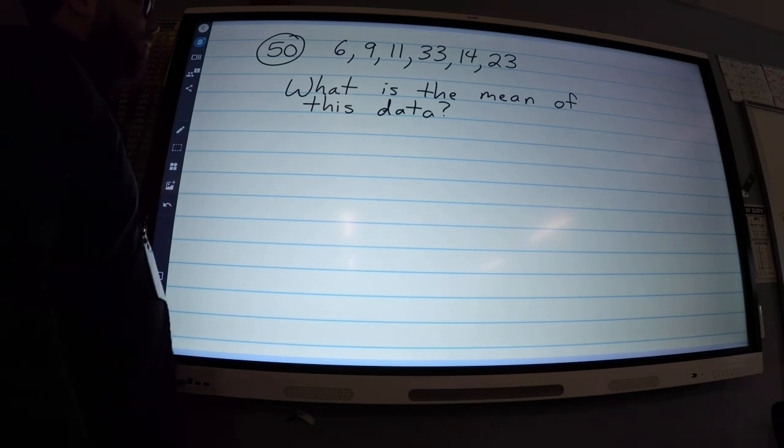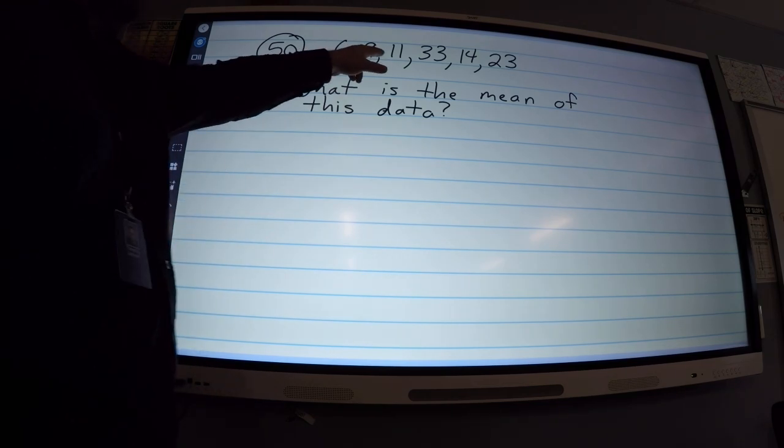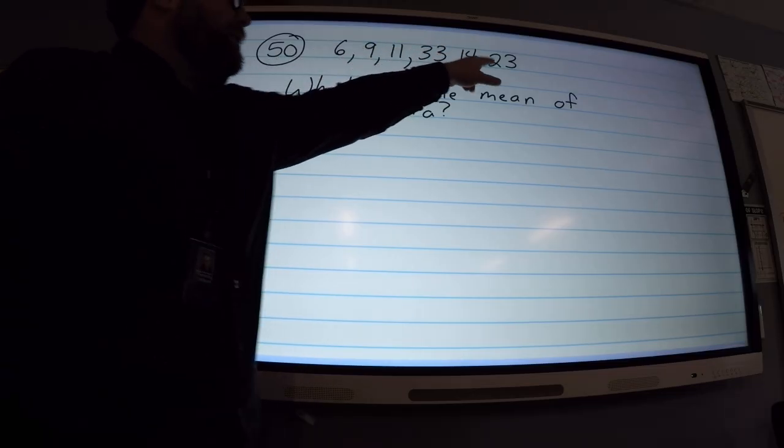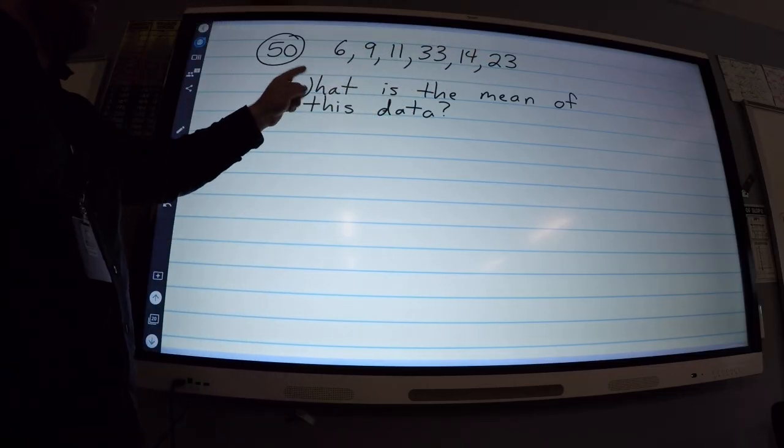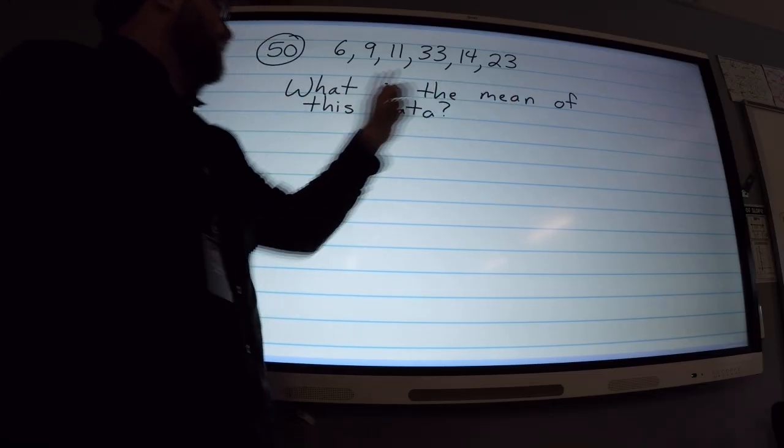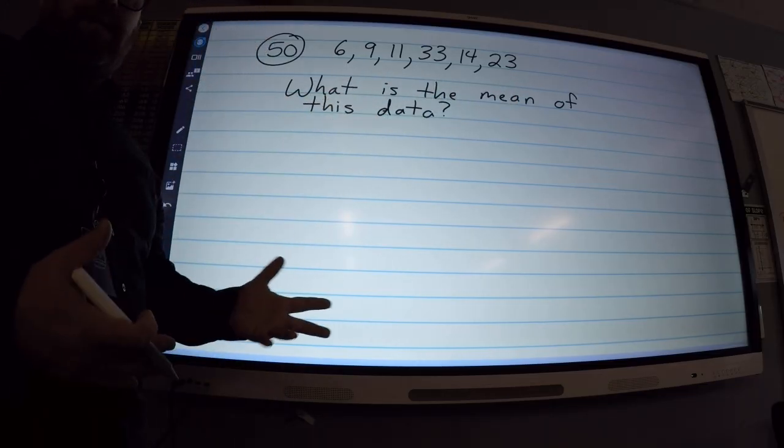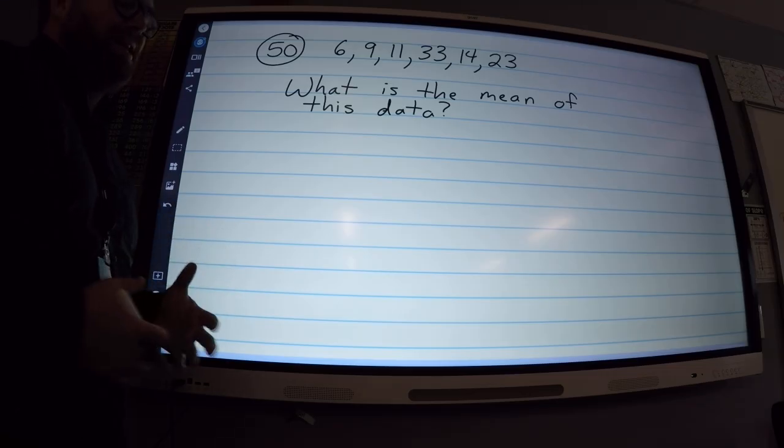All right, in this problem, we've got the values 6, 9, 11, 33, 14, and 23. And the question asks us, what is the mean of this data? So what do they mean by mean? Well, they mean the average.